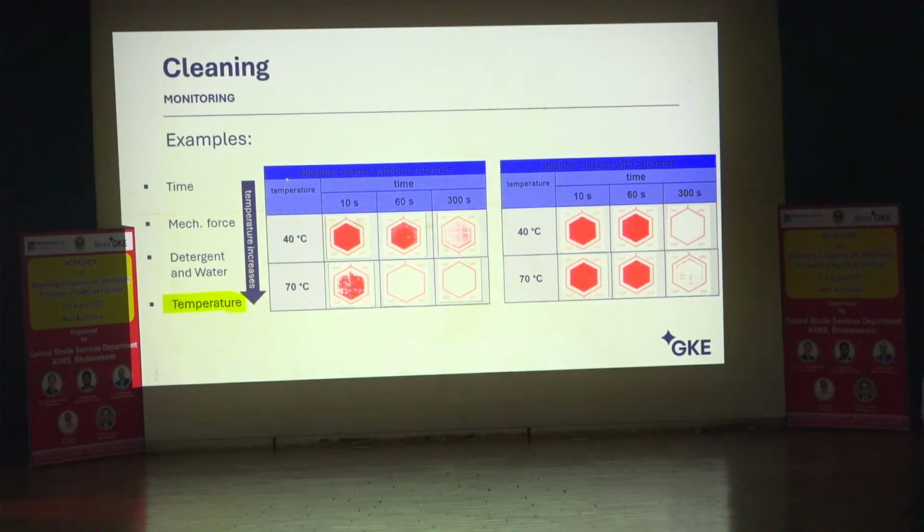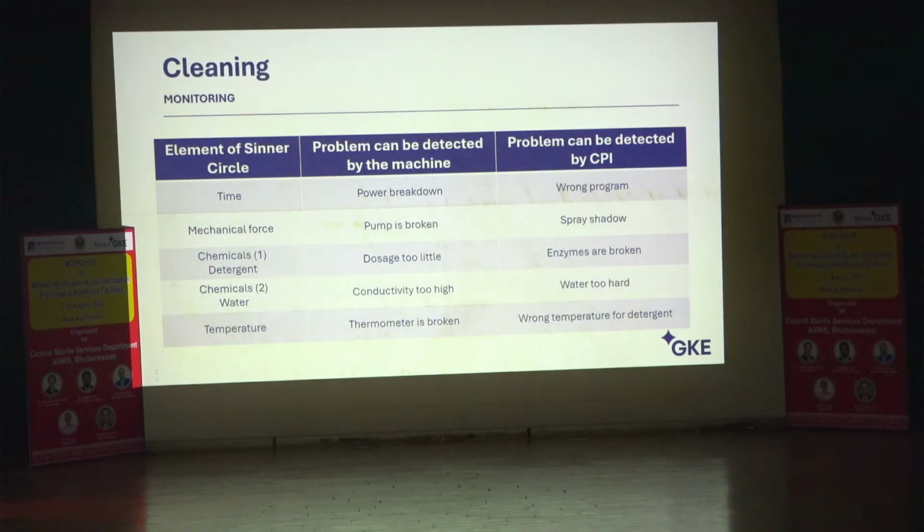Why can it happen? Well, it might be that the temperature control is broken, then the machine needs to be fixed, and then, well, this would be probably detected without indicator. But if you have the wrong temperature for the wrong detergent, the indicator's brilliant. It would turn. So the right column, and these are only examples, we have so many things.